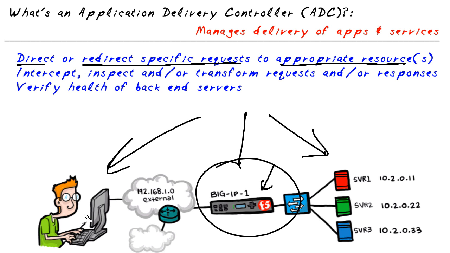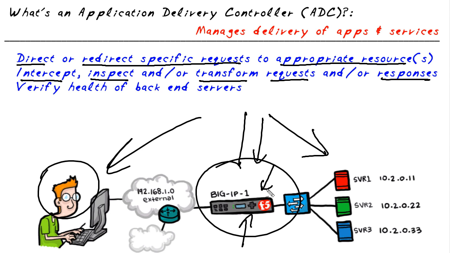So for example, if we see the request coming in and we can identify that it's coming from a specific type of browser, or we can identify that the browser supports a certain language, this device here in the middle could direct that request to the appropriate server to handle that type of content. So this device in the middle here could intercept, inspect that traffic or request, and it could transform the request and/or the responses coming from those servers as that traffic goes between the clients and the servers.